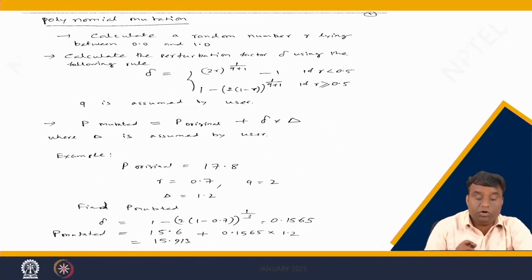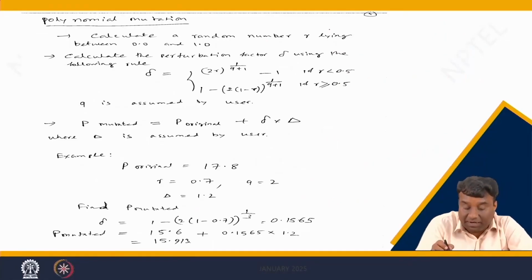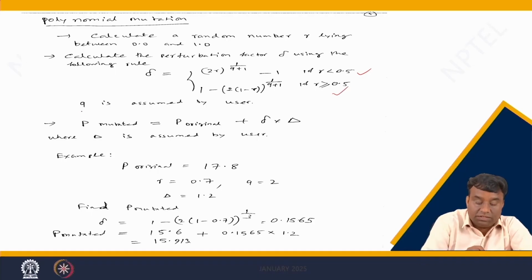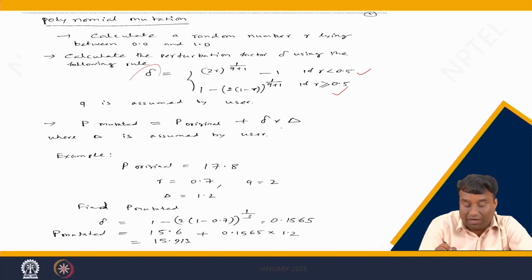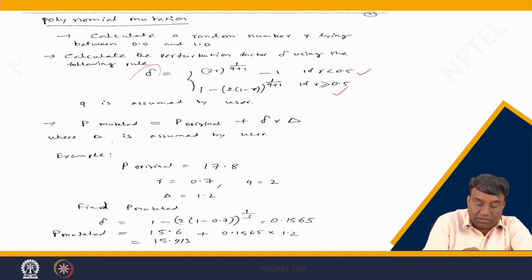Now next is polynomial mutation. Calculate a random number R lying between 0 and 1.0. Calculate the perturbation factor delta. The formula is 2R to the power 1 by (Q plus 1) minus 1, if R is less than 0.5. Otherwise it is 1 minus [2 into (1 minus R)] to the power 1 by (Q plus 1), if R is greater than or equal to 0.5. Q is assumed by the user. My formula is P mutated equals P original plus this small delta into the capital delta, which is assumed by the user.